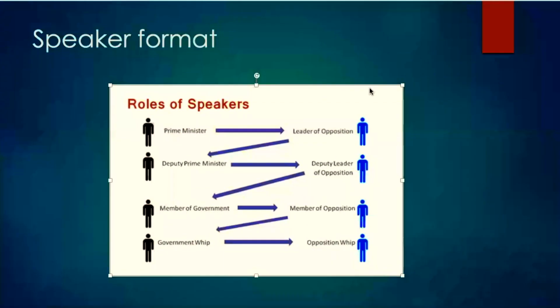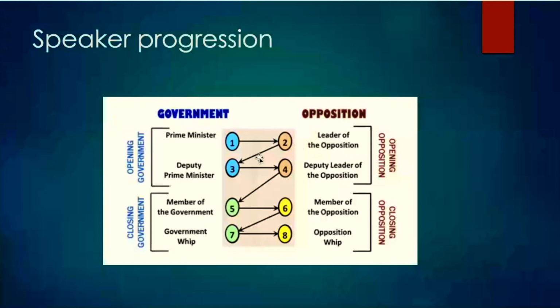Member of government basically will speak for the topic again, and then comes the member of opposition speaking against, then government whip and opposition whip. So to clarify this more, here's a diagram with different positions: opening and closing opposition, opening government and closing government. As we can see how the speaker roles are switched.